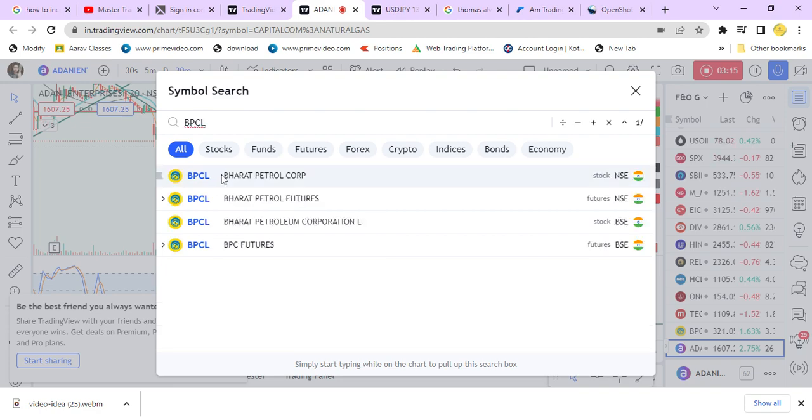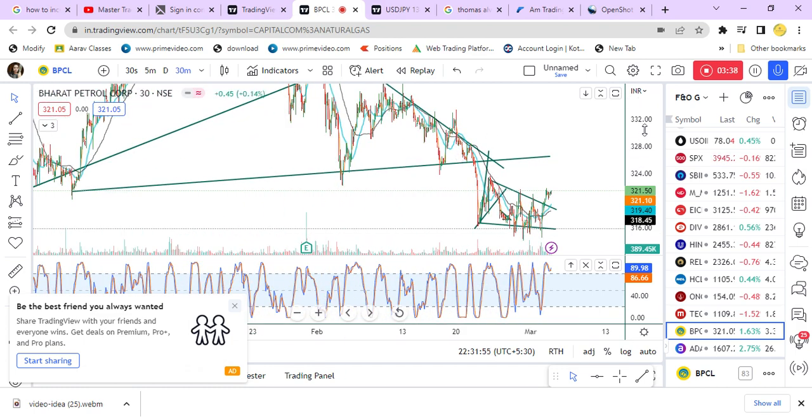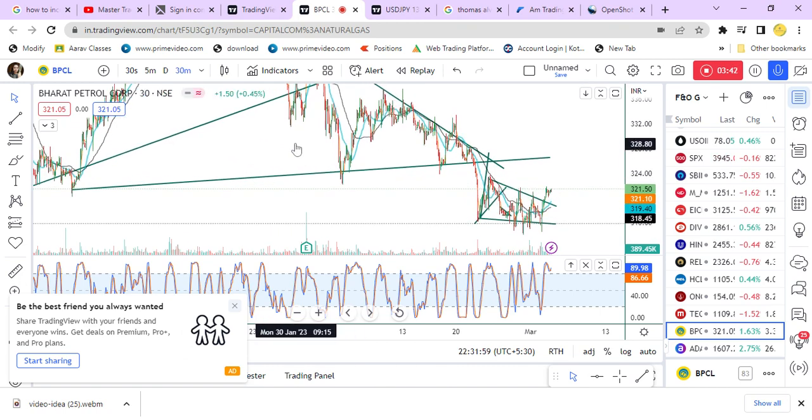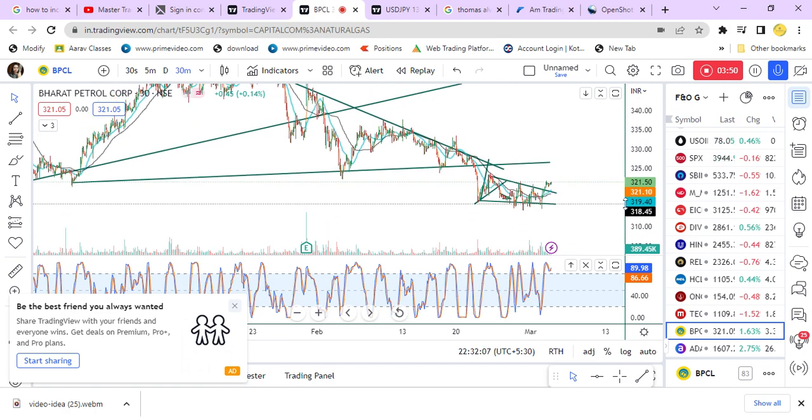BPCL. BPCL, I gave a call over here. Okay, as soon as this triangle wedge, whatever wedge has been created here, right? So there I gave a call. And if you zoom out, on a larger time frame you can see here a descending triangle, right? Here the breakout happened in the descending triangle, and after that it has created the falling wedge, but the value hasn't crossed this falling wedge. And also here the retest is not done, right?